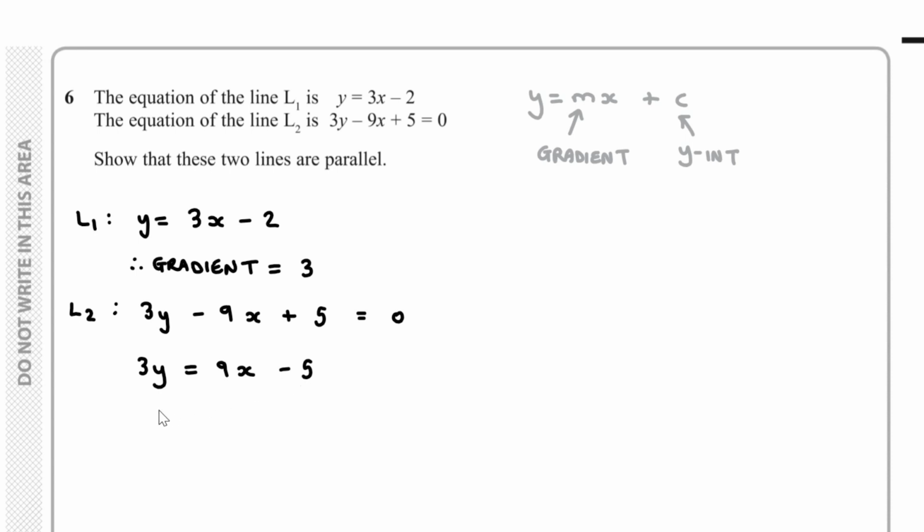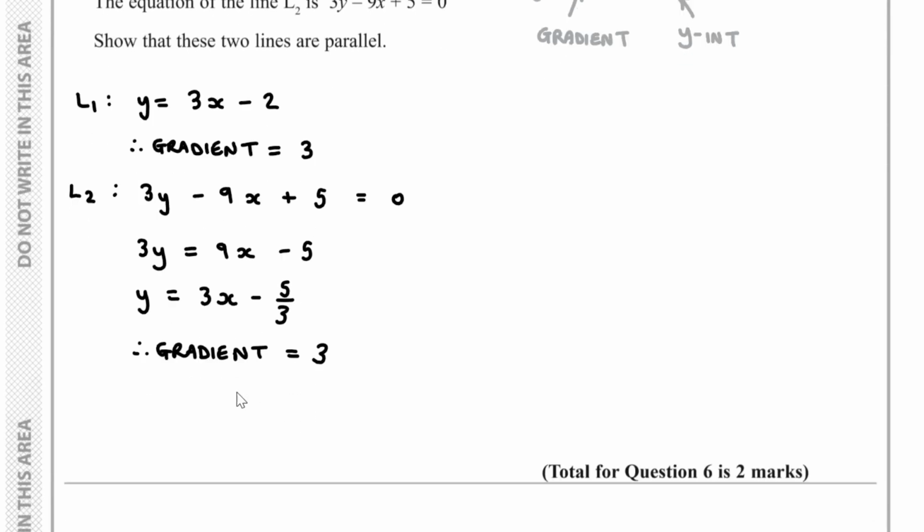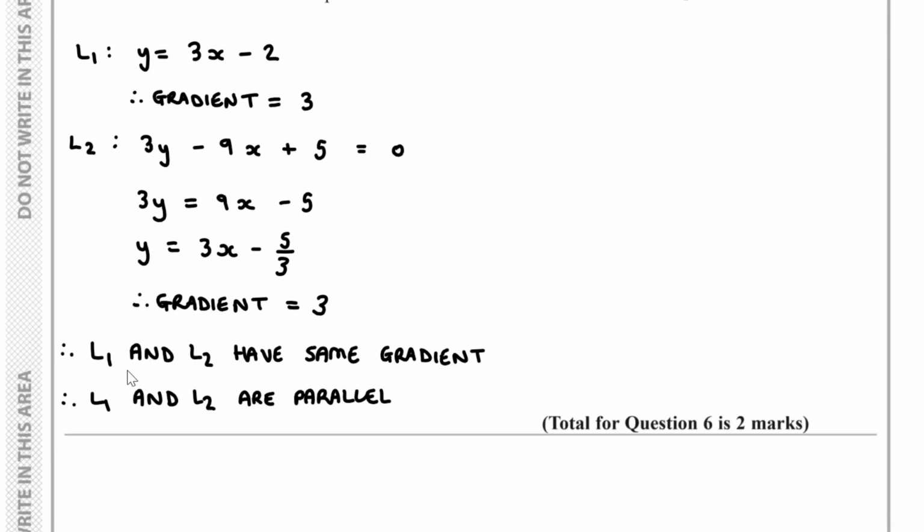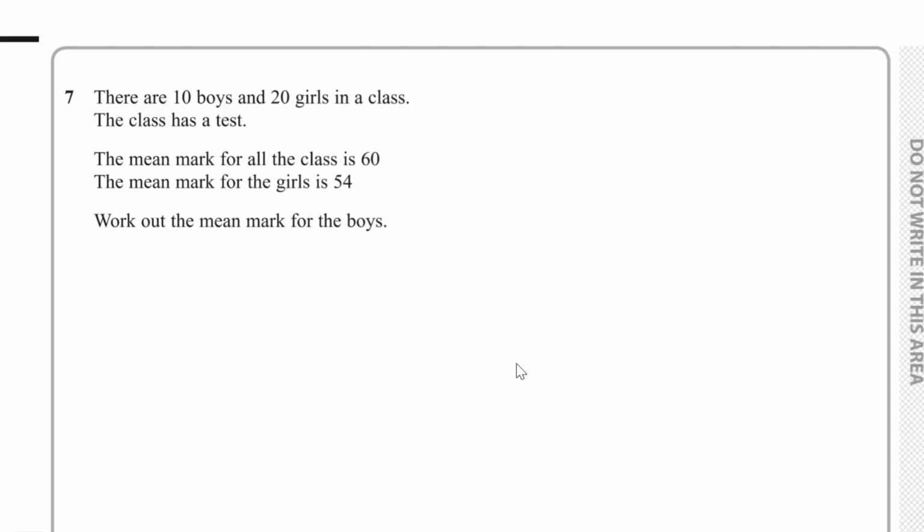And if I divide through by 3, you can see y is equal to 3x minus 5 over 3. You can see here that the gradient is equal to 3. So therefore, as L1 and L2 have the same gradient, we can conclude that L1 and L2 are parallel.